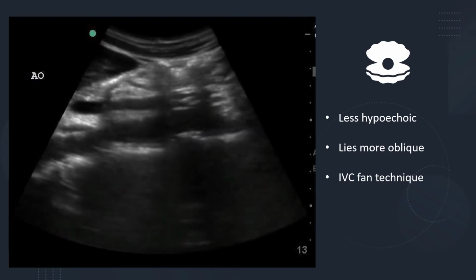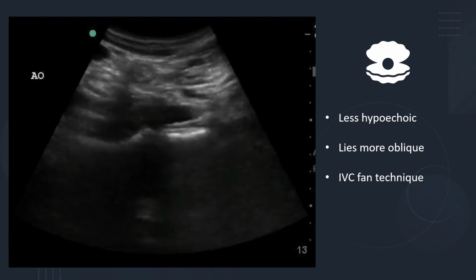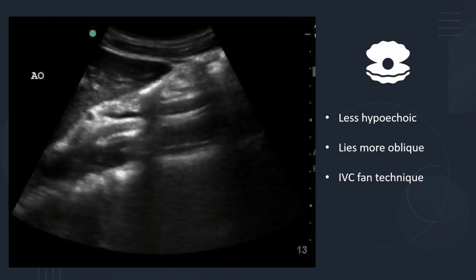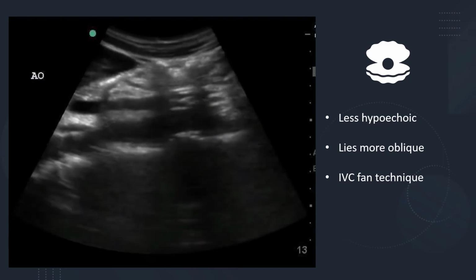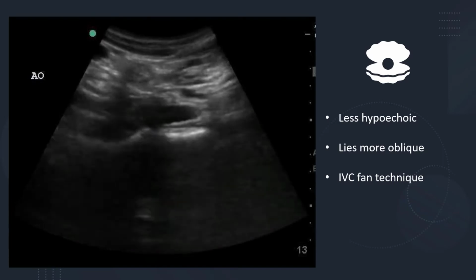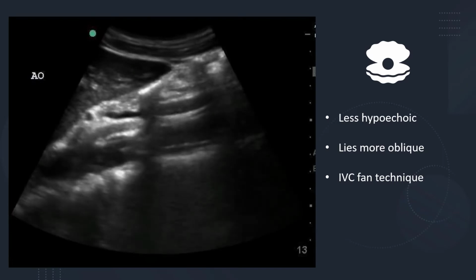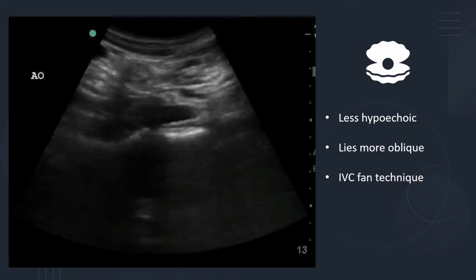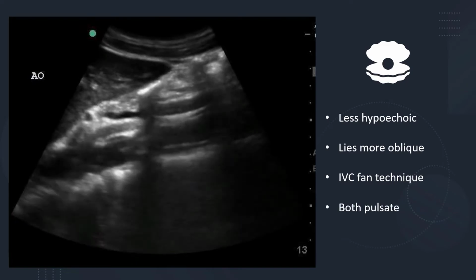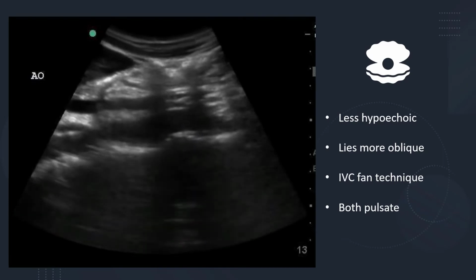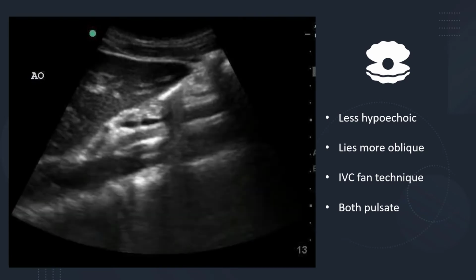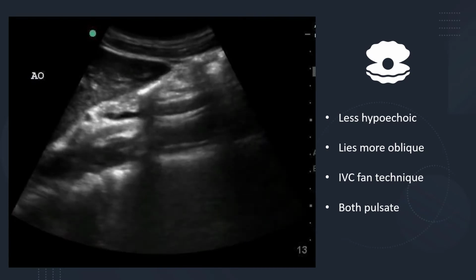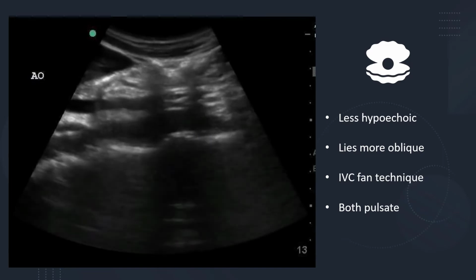And if you ever have difficulty seeing the anterior takeoffs of the aorta, you can do the IVC fan technique, where you take a look at the IVC dumping into the right atrium, and then you slide over to the patient's left. And then once you're on the aorta, you slide down towards the patient's feet to check for a AAA. And then the last tip is both of these pulsate. The aorta itself pulsates and the IVC is so close that you can't really use that as a marker to tell which one's which, since they'll both move in your image.